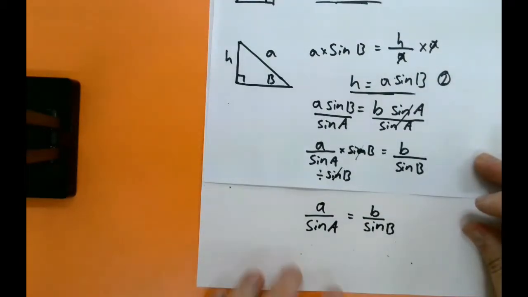It's as easy as that. I hope that helps you in understanding where the sine rule comes from. So this was non-right angle trig. We used some right angle trig to help us establish the rules.